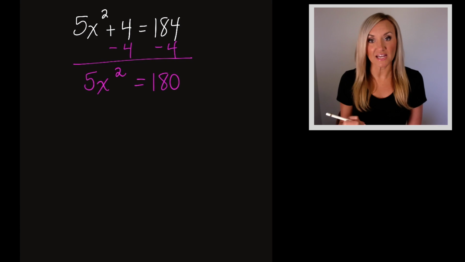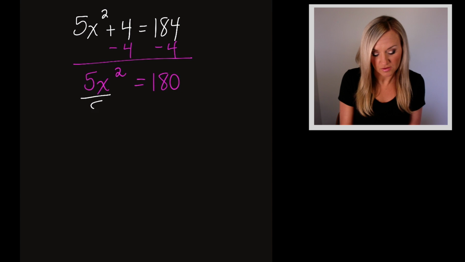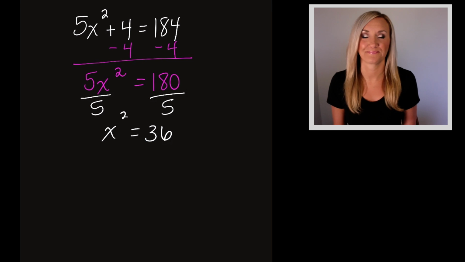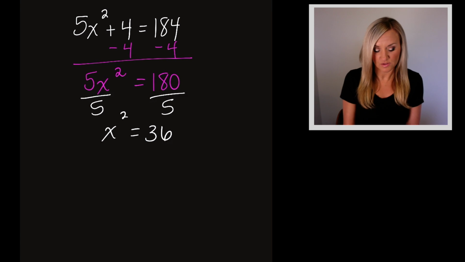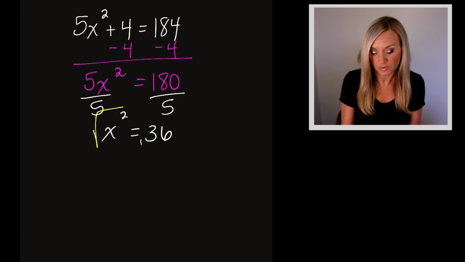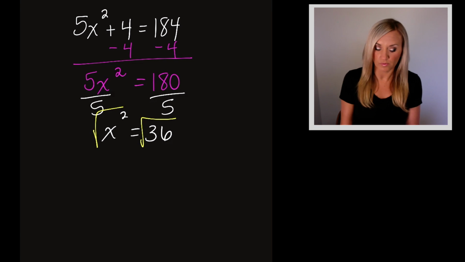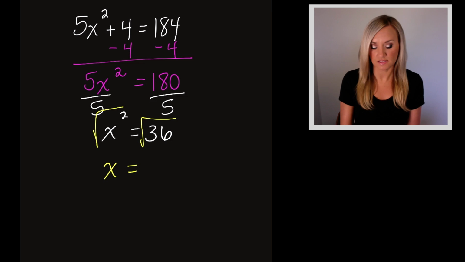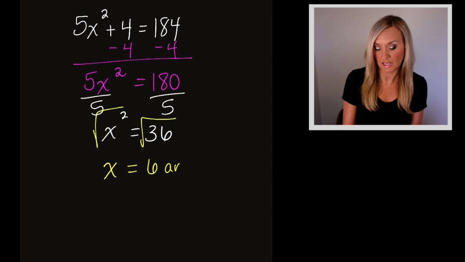The next step is we are going to divide by 5, and that gives us x squared equals 36. The last step is we are going to take the square root. The square root of 36 is a positive 6, and it is also a negative 6.